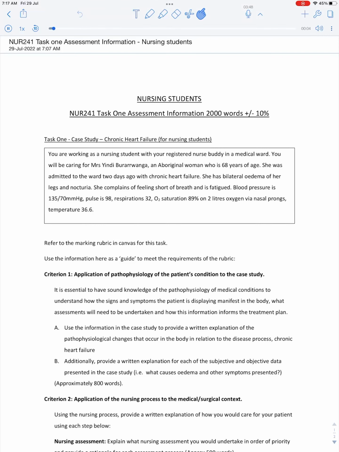Case study NUR 241. We have to write 2000 words. The case study says you're working as a nursing student for Hindi, an Aboriginal woman. We have to understand that this is an Aboriginal woman. You can't write general sentences. Their way of being handled is different than a normal person.